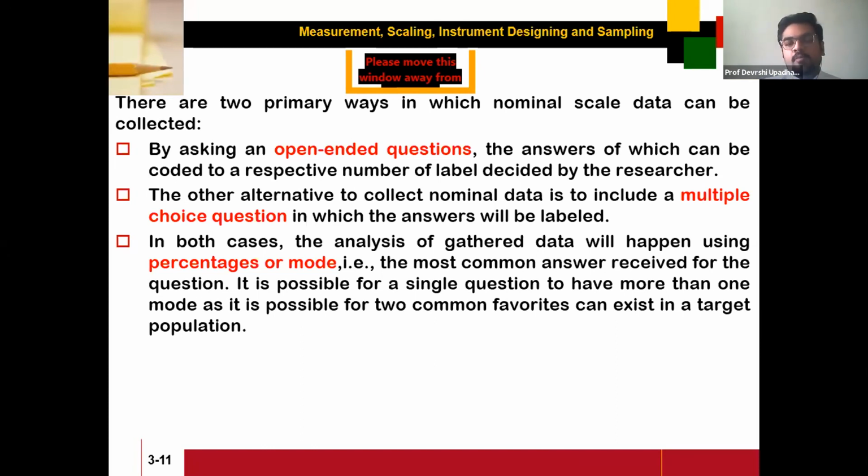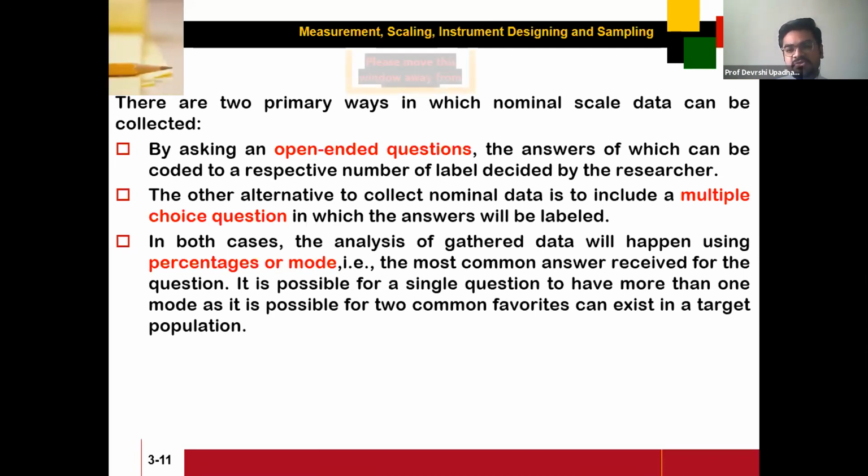First, by asking an open-ended question, the answer to which can be coded to a respective number of labels decided by the researcher. If you have made a questionnaire or survey form, and you are giving an open-ended question like gender equal to dash, or age equal to dash, you have not given any kind of option or multiple choice.